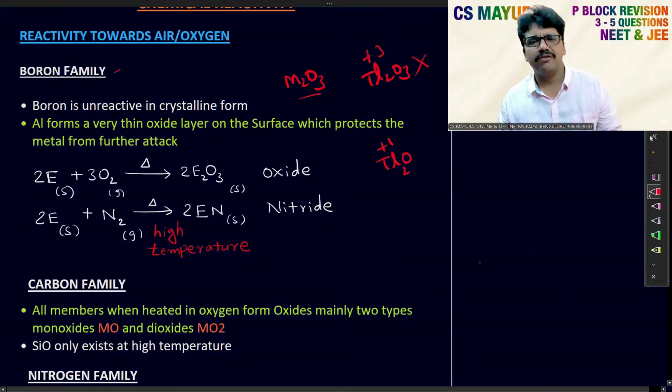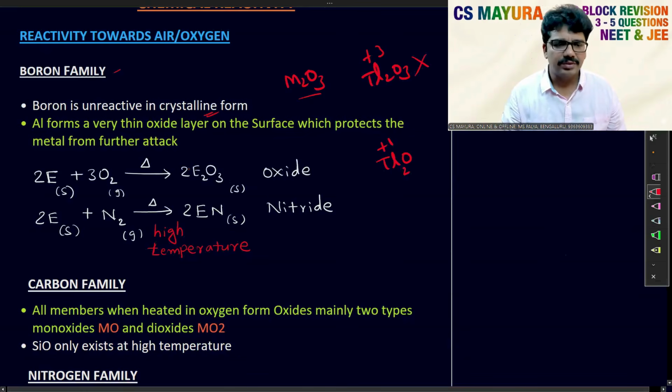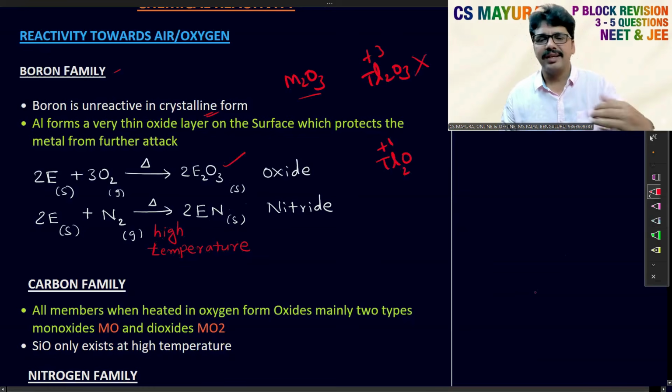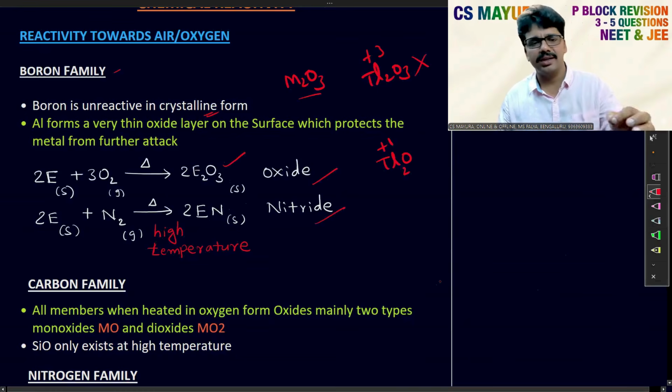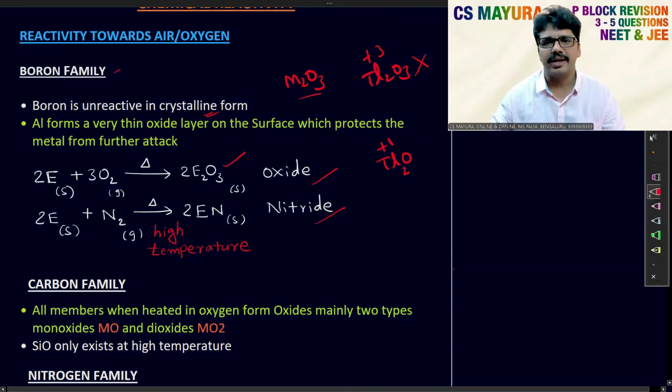Boron has different forms. Amorphous form is there, crystalline form is there. Crystalline forms are not reactive, but amorphous form can react with air, react with oxygen. When boron is heated with air at a particular temperature, it combines with oxygen and produces B2O3 oxide, and it also produces boron nitride. Other elements also give oxides and then nitrides when they are heated in air. But crystalline boron does not react.